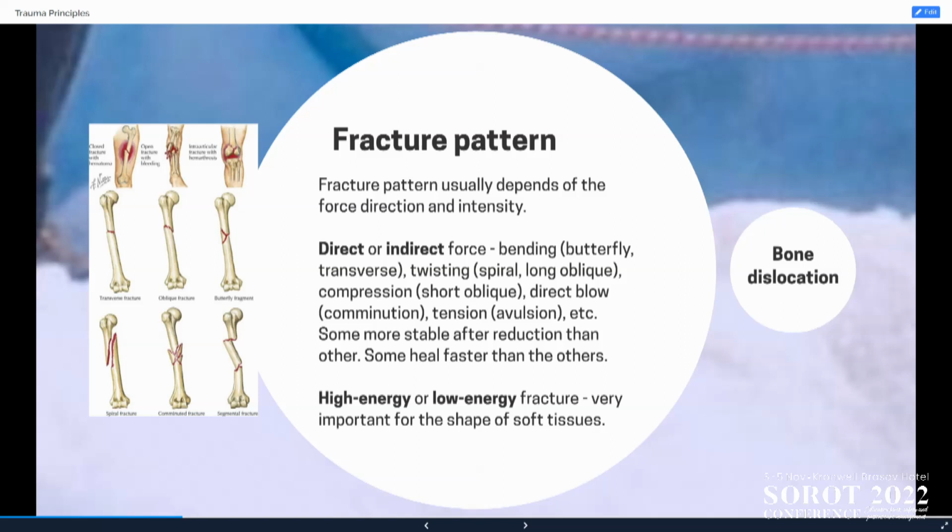So if it's direct or indirect force, bending causes transverse fracture, while torsional forces generally cause spiral fractures. There is a high energy and low energy fracture. Really important to take the history because it depends when you are going to time the surgery and which kind of osteosynthesis you're going to do. So of course, if there is, let's say, a high energy fracture of the lower leg in a motorcycle accident, I wouldn't go for plating there. I would definitely put a nail if I can. Of course, if the fracture lets me put the nail.